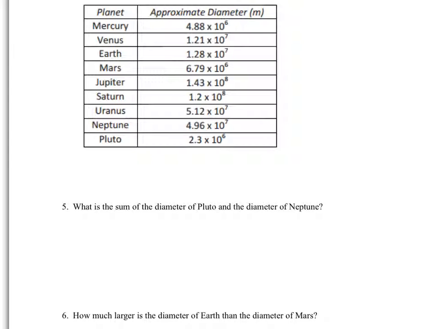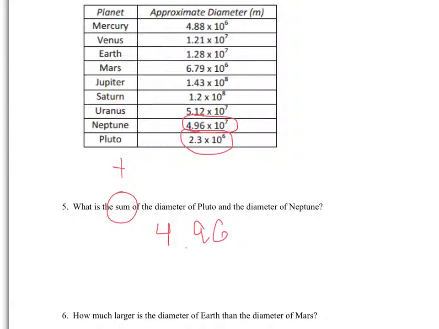What's the sum of the diameter of Pluto and Neptune? So sum means add. That means to add together. So we're going to add Pluto and Neptune. Well, Pluto's right here. And Neptune's right above it, right there. So 4.96 times 10 to the 7th. I'm going to write those two down.